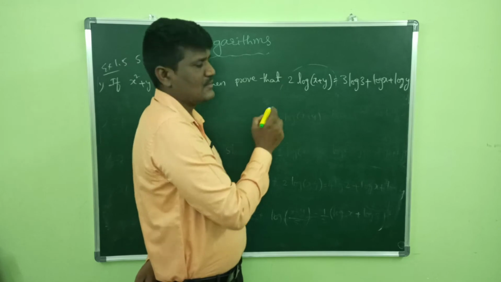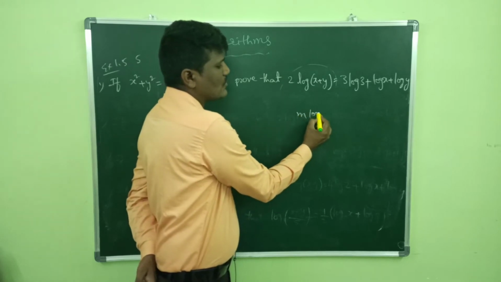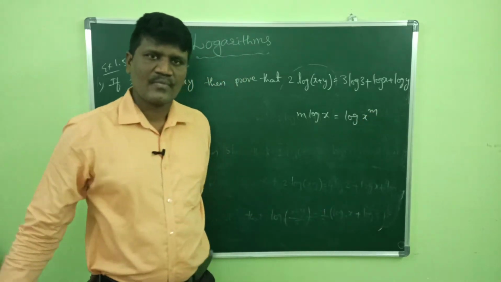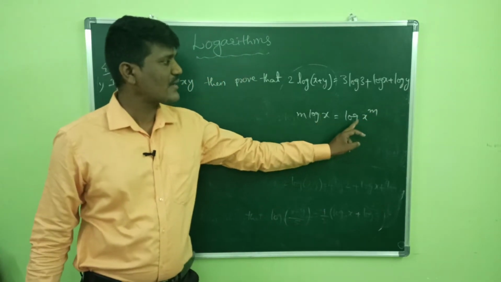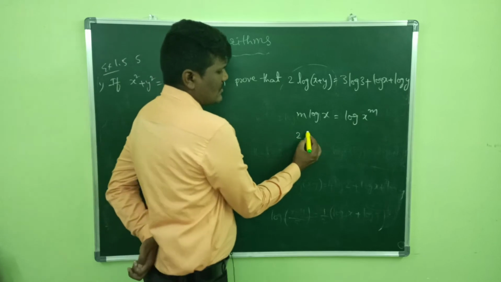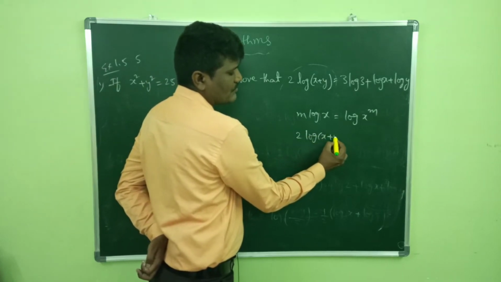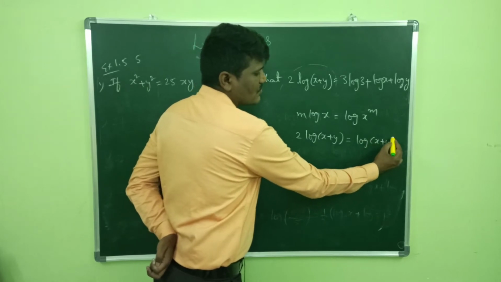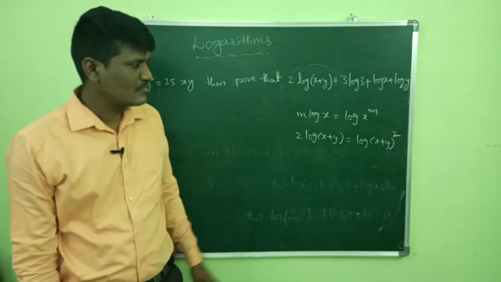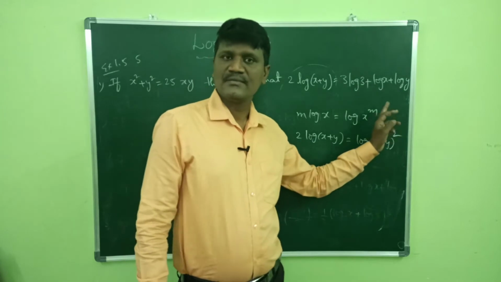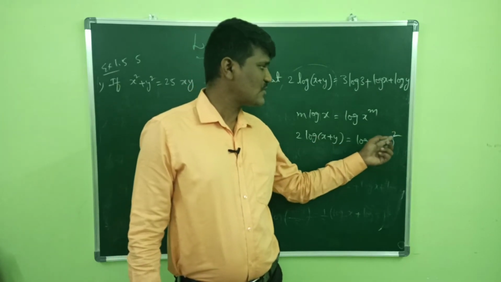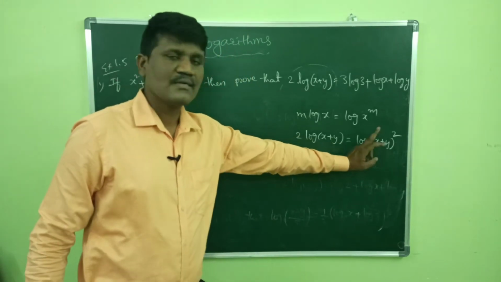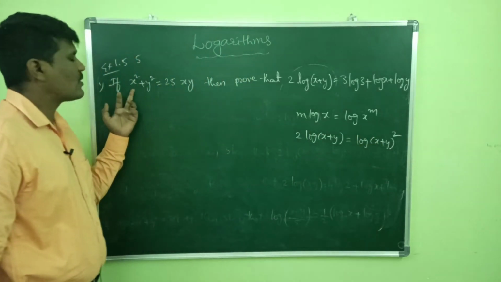This you know, that m log x is equal to, I can write, log x power m. So here I am having 2 log of x plus y. That means I can write this as log of x plus y whole square. So 2 log of x plus y is equal to log of x plus y whole square. This will go to the power. So using this, I can do the problem.